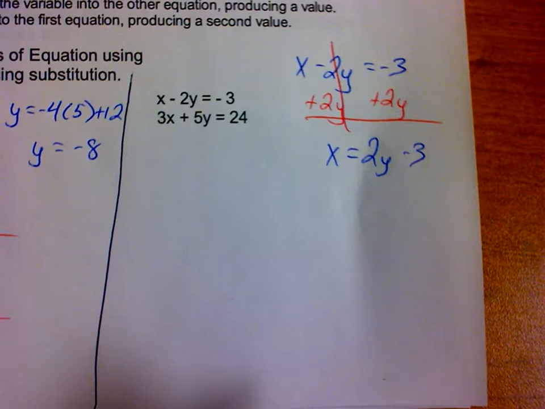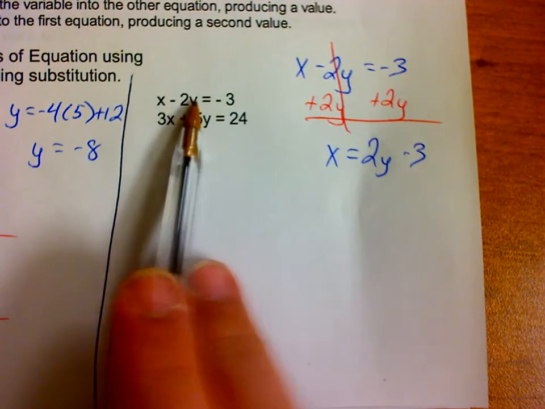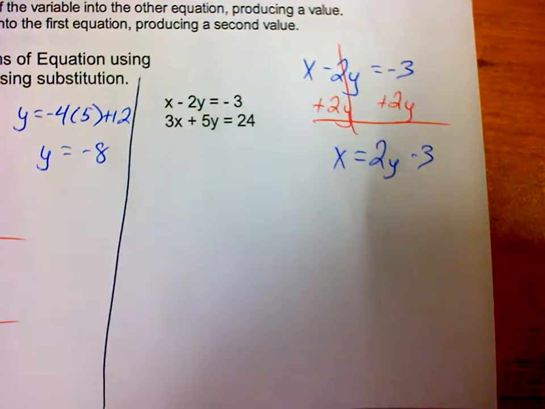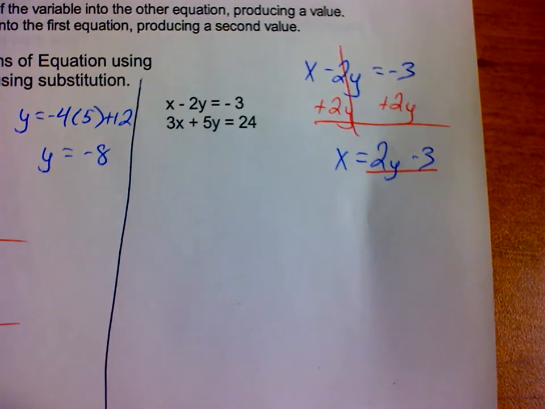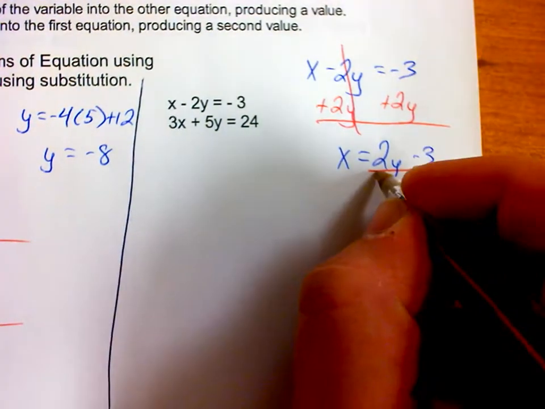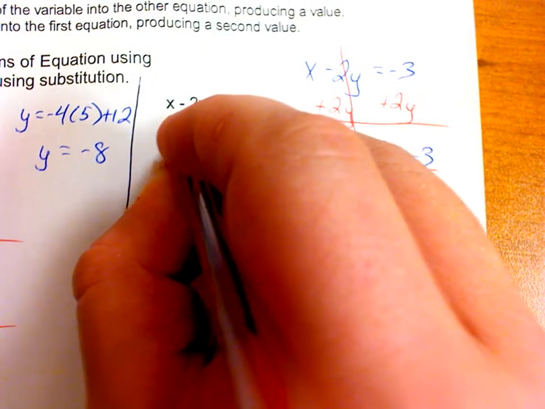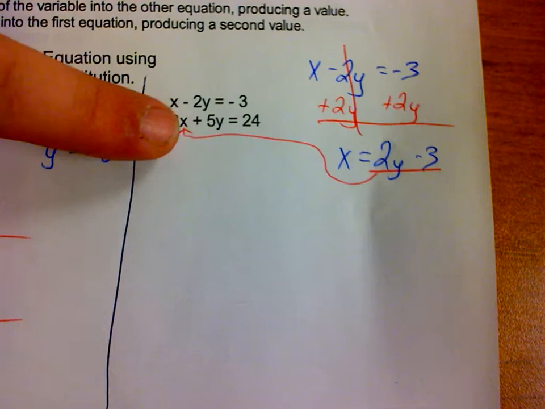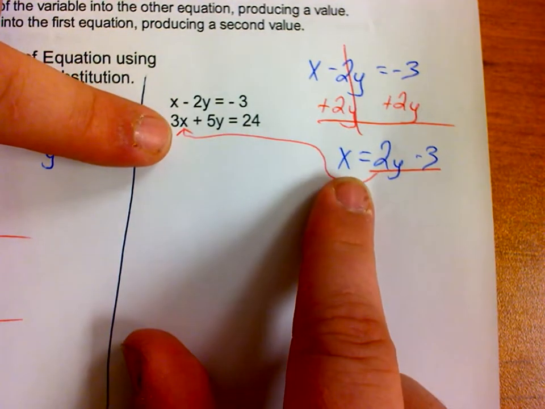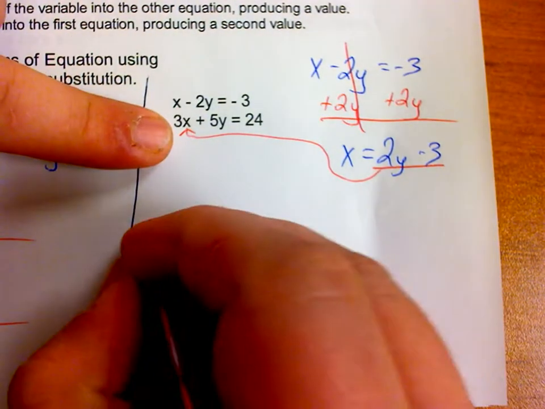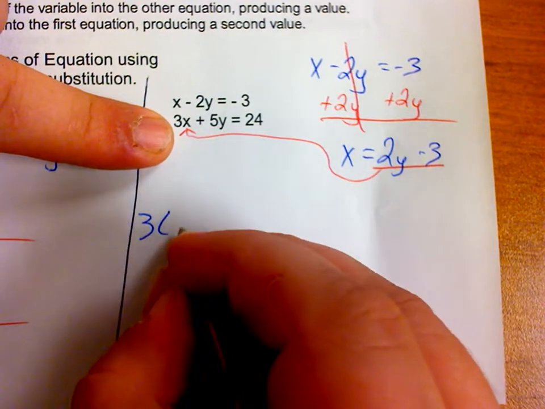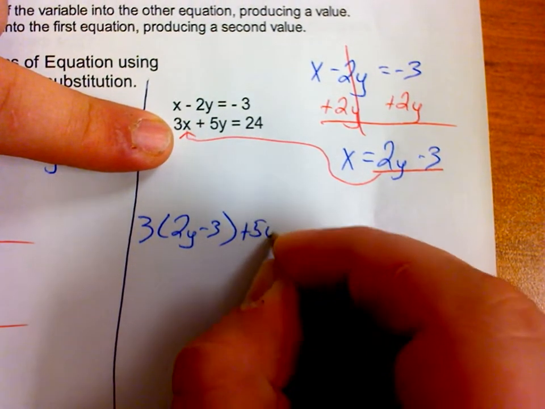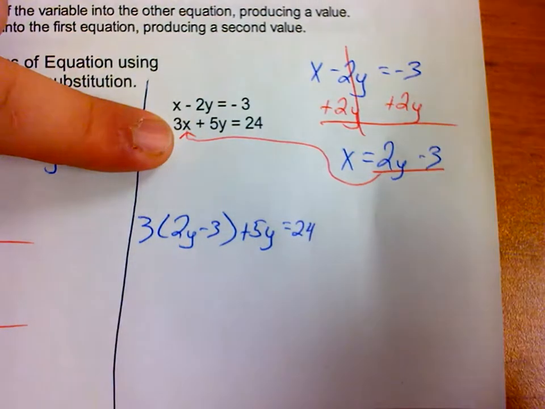And now what we did was we took this equation and we formed it, making it look like this one. So now we have the value of x, 2y minus 3. We are going to plug that in to the x value in the other equation. We've already used the first equation, so now we're going to plug this x value into the second equation. That'll give us 3 times x, which is going to be 3 times 2y minus 3, plus 5y is equal to 24.